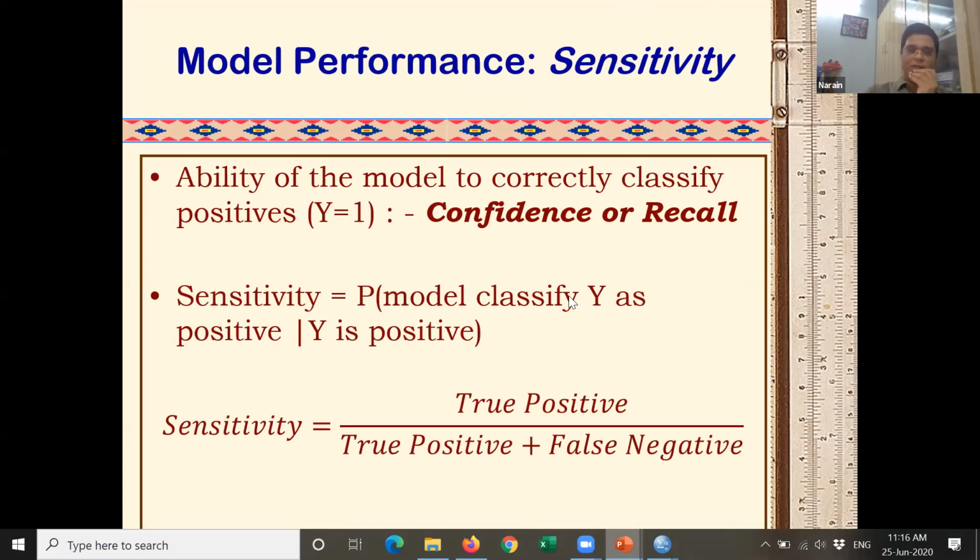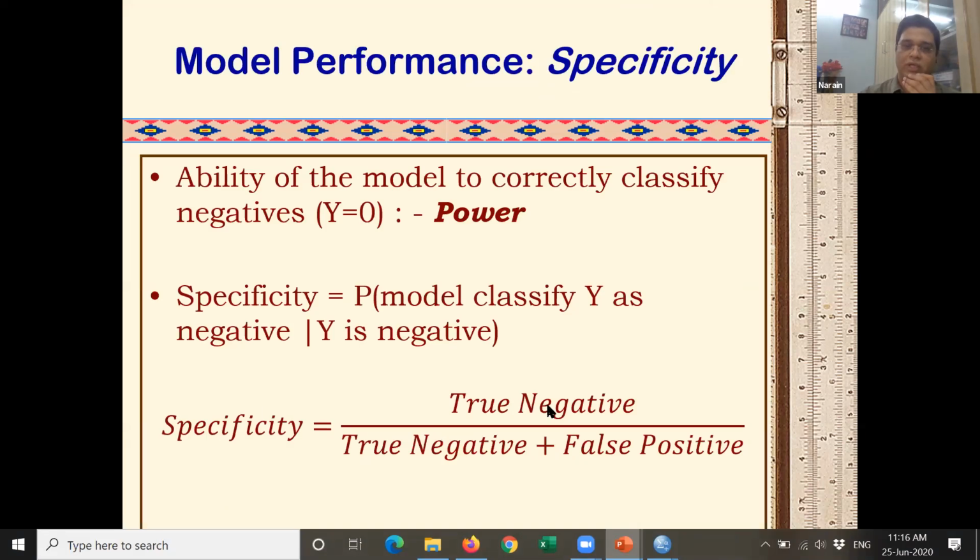That means if you take true positive divided by true positive plus false negative, you get a measure called sensitivity. And if you take true negative divided by true negative plus false positive, you get a measure which is the specificity.